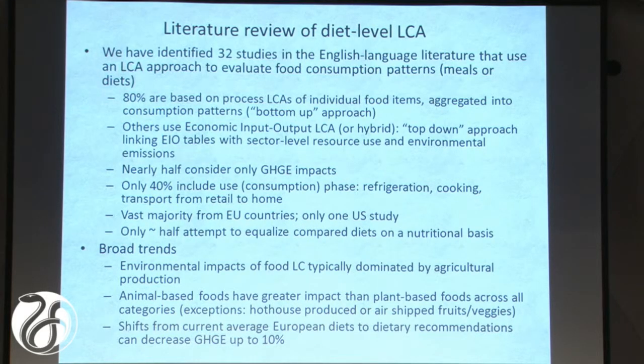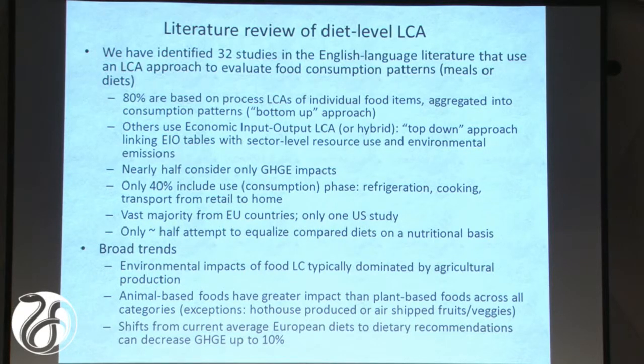We've found some 32 studies so far that take a life cycle approach to looking at food consumption patterns, and they all have varying scopes and goals, so it's difficult to summarize that many studies quickly, but we can start to see some trends in approaches for these types of studies. Most of them are based on what we call process LCAs, so thinking about the stages of the food life cycle as individual processes, similar to what I just described, and then aggregating studies of individual foods into consumption patterns.